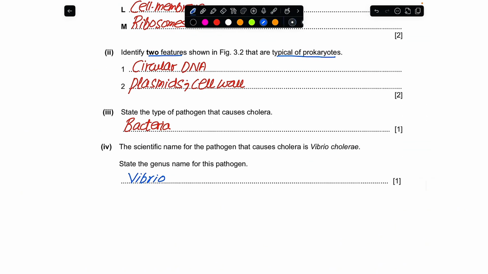For the third point, they want you to be stating the type of the pathogen that causes cholera. So the type of the pathogens can be the bacteria or the virus or the protozoa or stuff like that. And we believe from our theoretical knowledge that cholera, with context to the type of the pathogen, is bacteria. For the 1 mark, they have given you the scientific name of this, and we know that the first part of the scientific name is the genus and the second part is its species. Since they have asked us to state the name of the genus, we would be writing the Vibrio here.